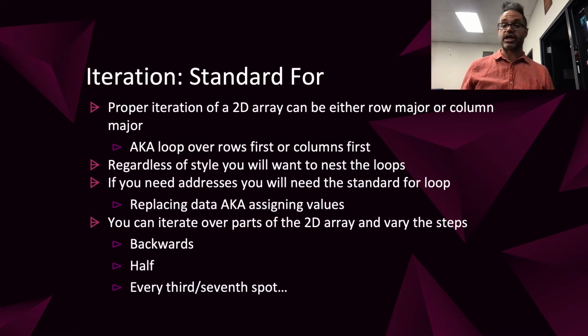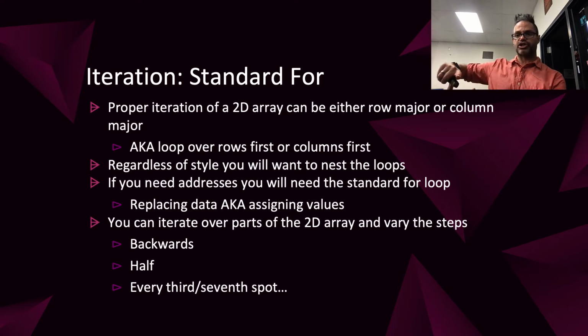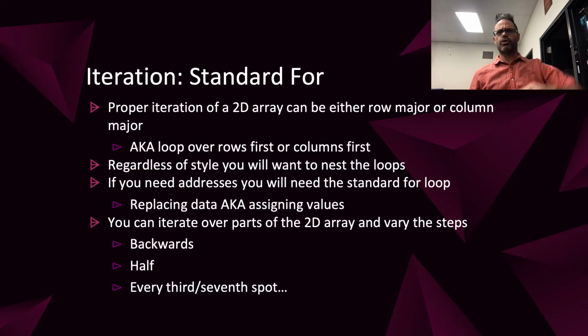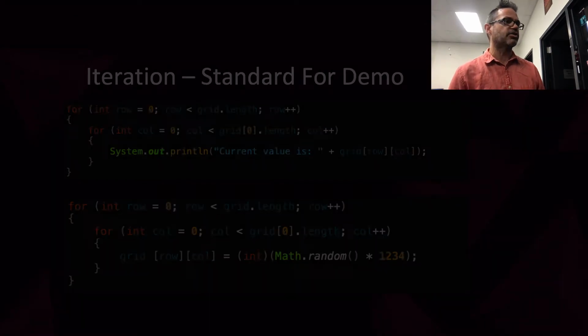You can also use a standard for loop to iterate over only parts of a 2D array. And this is really helpful if you're doing some fun things, like say, I only want to work in the bottom section of the grid, or I want to work only in the middle of the grid, or I only want to work on the even rows, or I only want to work on the odd columns. So you can do some really cool stuff by manipulating your 2D array so you only look at certain spots in it, and that's only possible with a standard for loop and using nested iteration. Let's take a look at some examples of this.